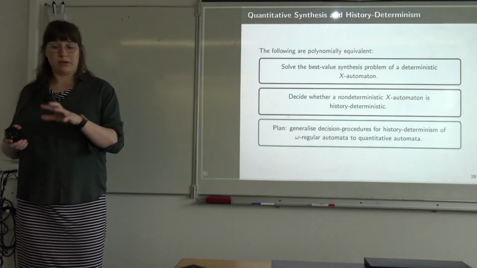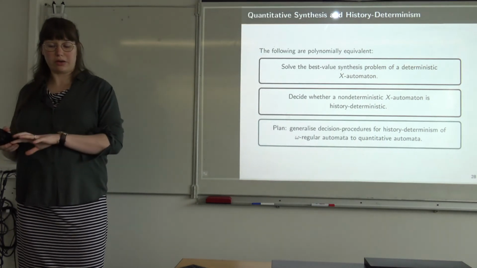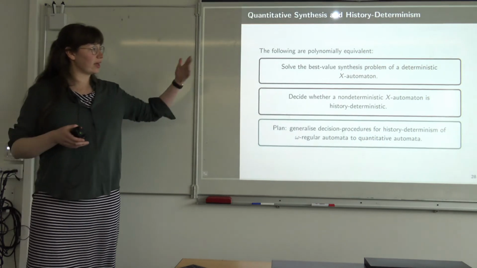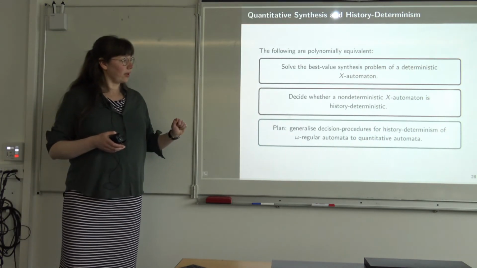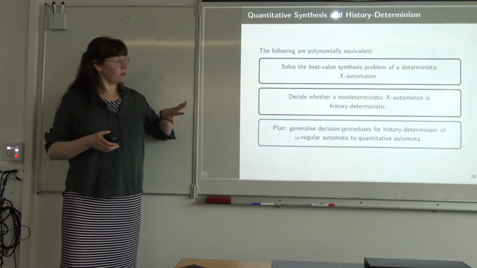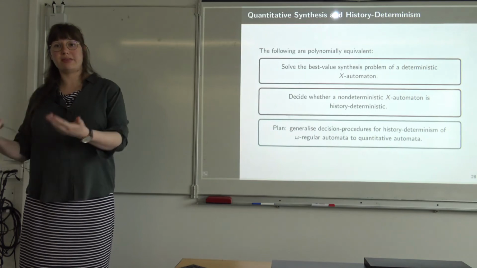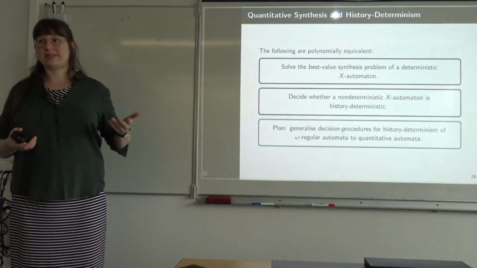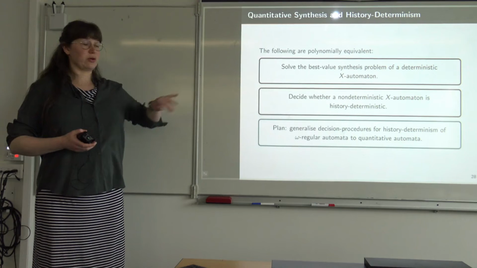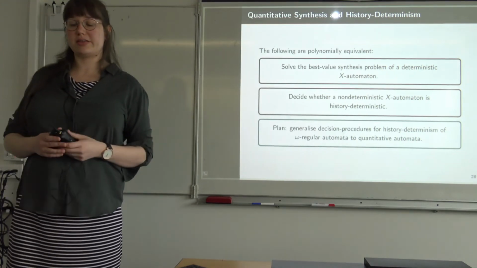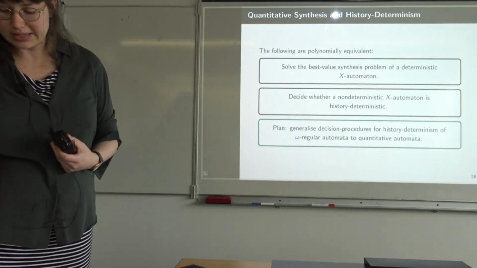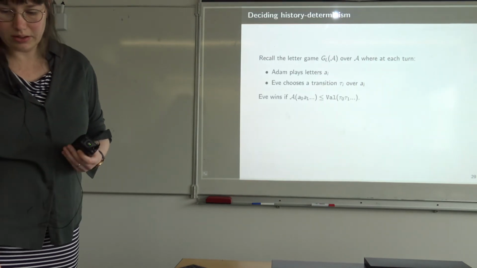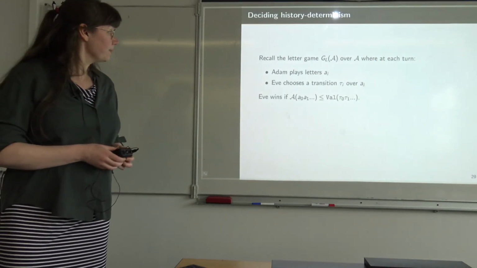We have these nice polynomial time algorithms for the Büchi and co-Büchi case. And now, looking at this equivalence, we can try to take those nice techniques we have in the omega regular setting and extend those in the quantitative setting in order to solve both of these, both the best value synthesis problem and the deciding history determinism. So that's what I've been working on recently.